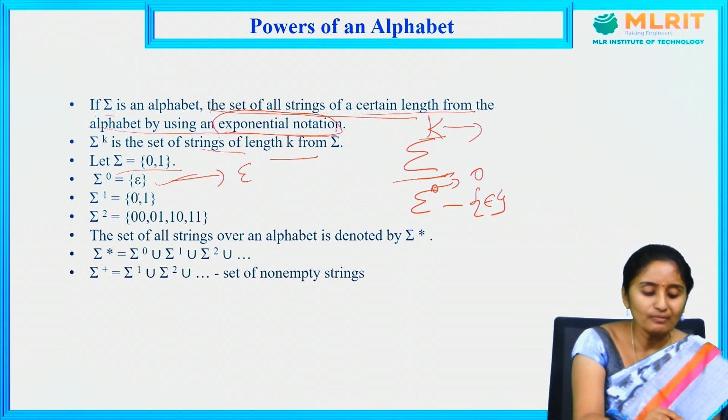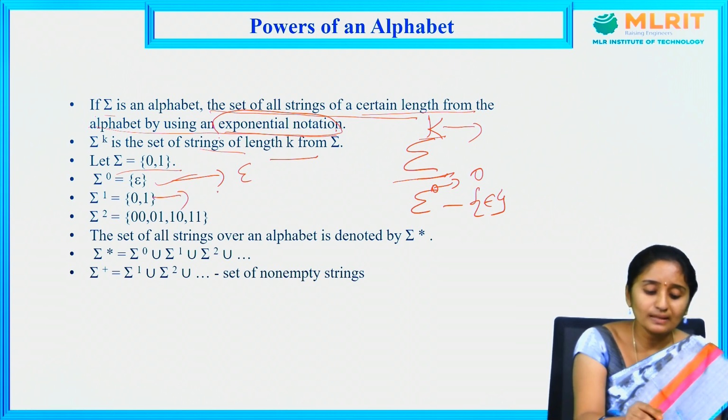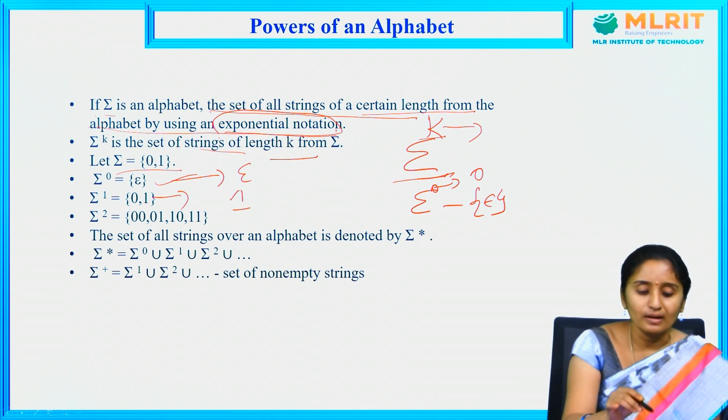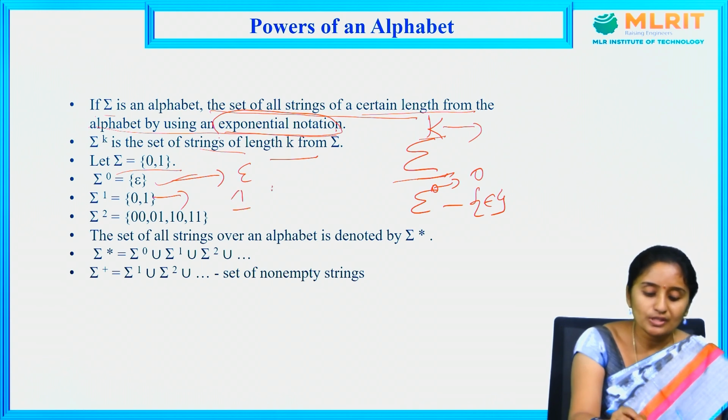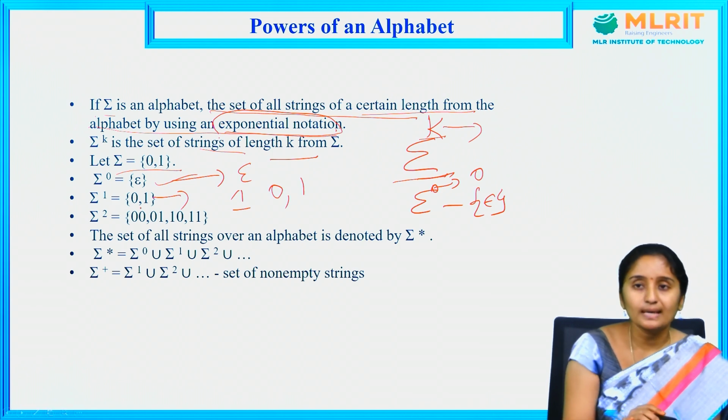Sigma power 1 is nothing but strings of length 1. 0 is one length, 1 is one length. So that we are going to write here as sigma power 1.